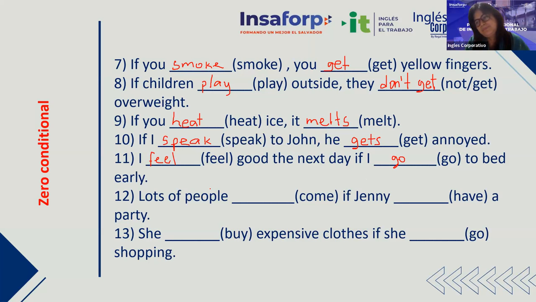Lots of people. Gabby, Gabby. Lots of people. Number 12. Of people came. In present. Sería. Así como se. Como sería. Lots of people come if Jenny has a party. Exactly. Lots of people come if Jenny has a party. Yes. And Jessica, do the last one.